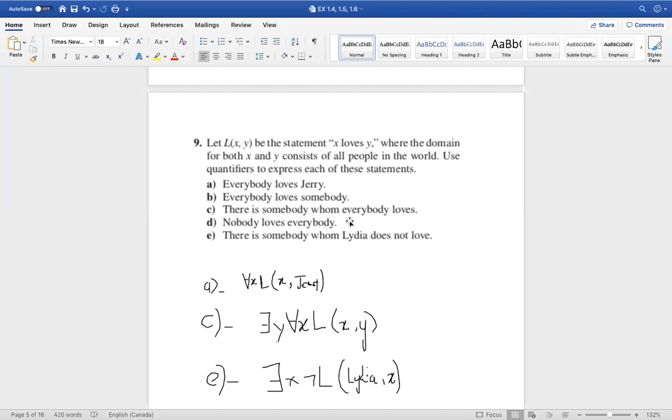Part C, there is somebody whom everybody loves, right? So here we will be breaking it down into two parts. Firstly, there is somebody. This will be represented by the there exists quantifier. Now we have to decide upon the variable. Whom everybody loves. This is sort of in an opposite way, right? So we can already decide that it must be variable y. Whom everybody loves, so for everybody we use for all x, and then we use L(x, y). So: there is somebody whom everybody loves.